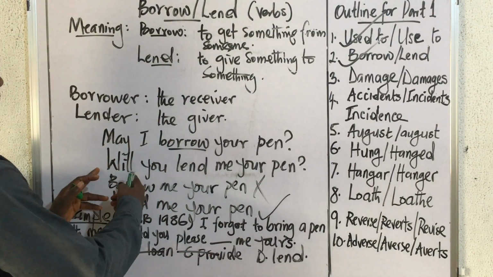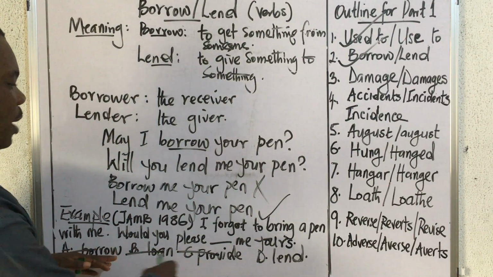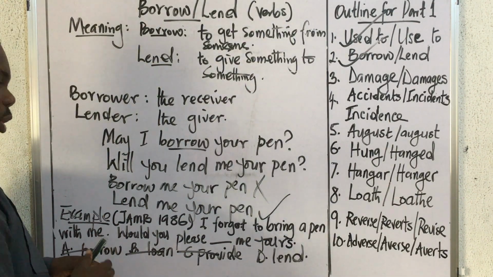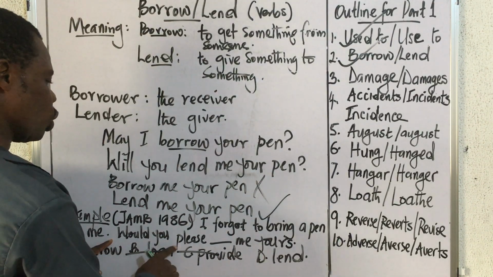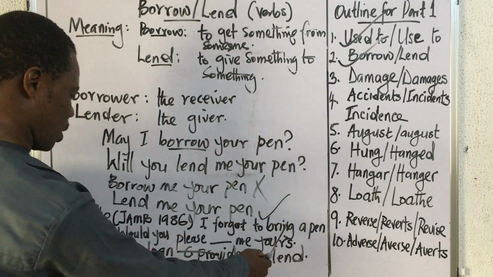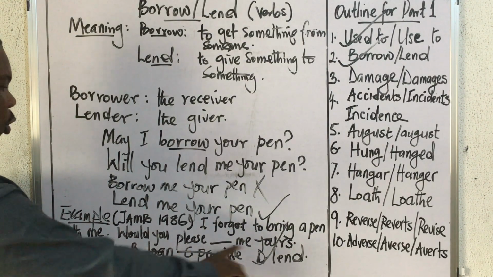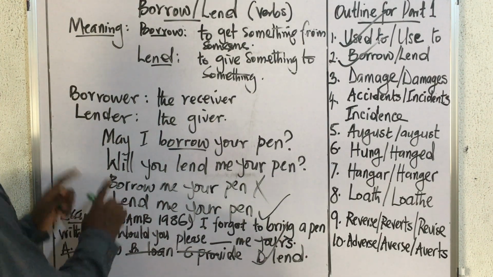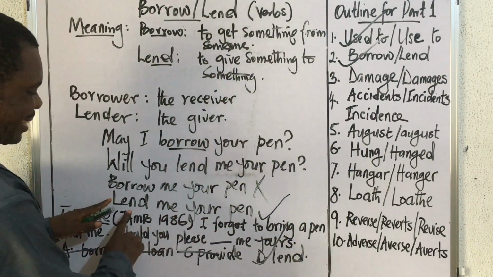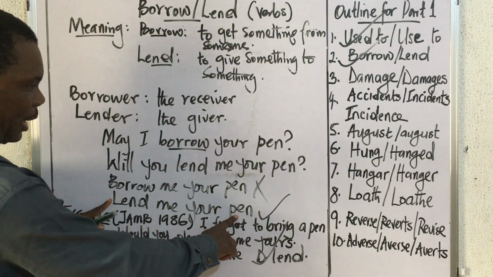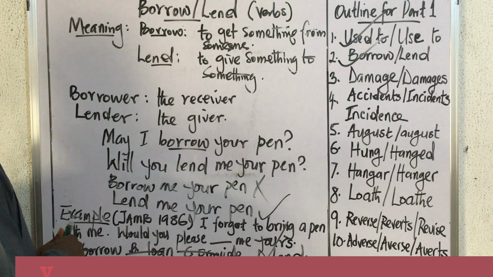We can already see our explanation that when you are going to talk about who is going to give it, it is lend. So you say, would you please lend me yours? Beware of, would you please borrow me yours? And I'm glad I gave you this example. Borrow me your pen is wrong. It's lend me your pen. So that is that of borrow and lend.